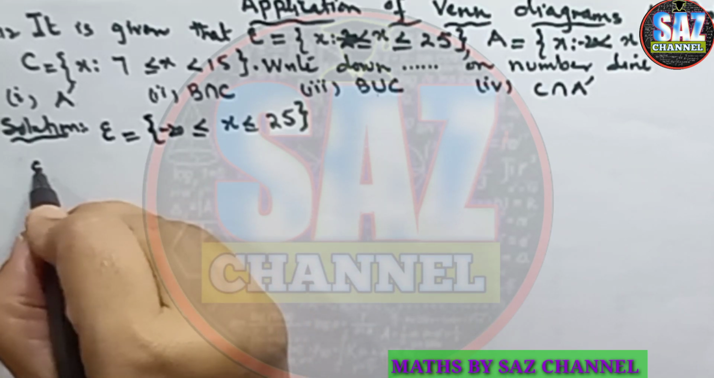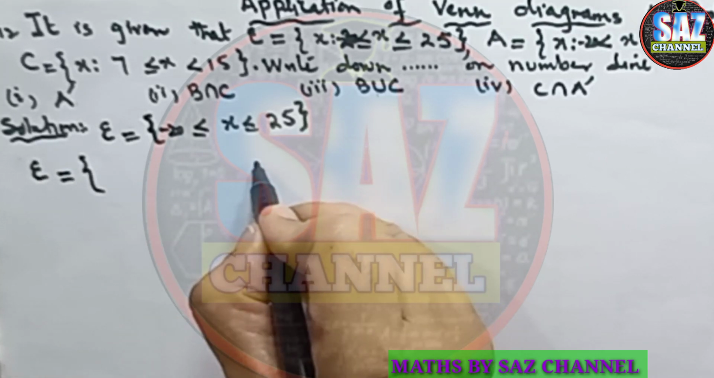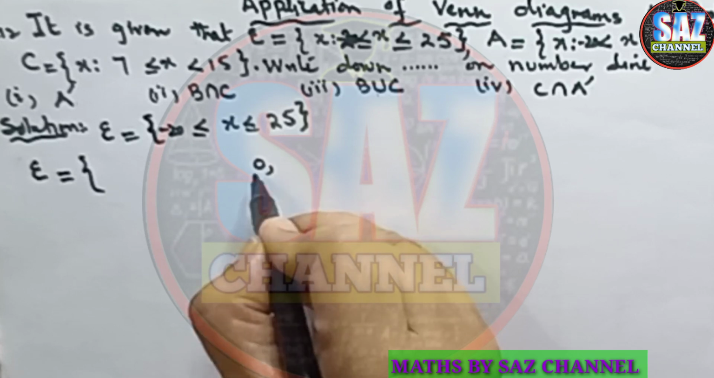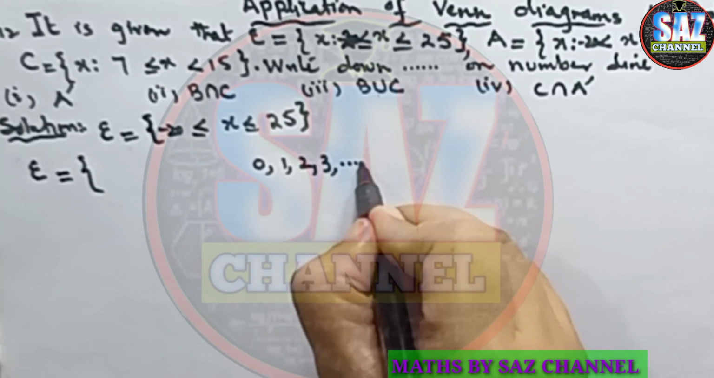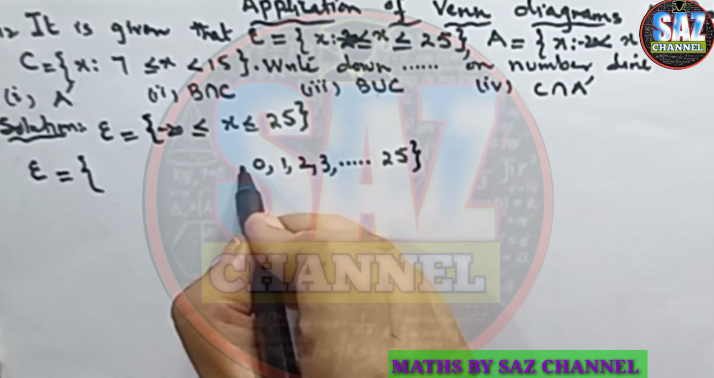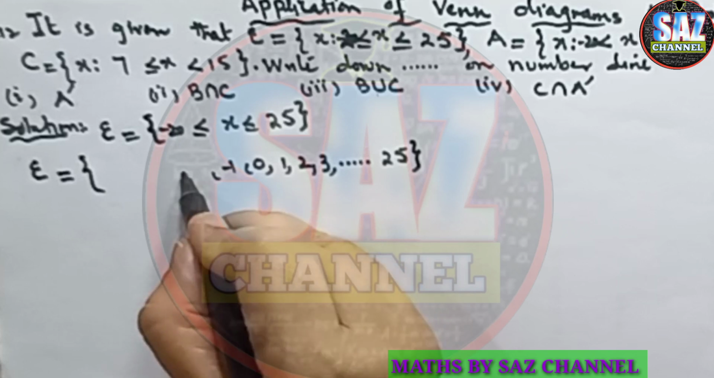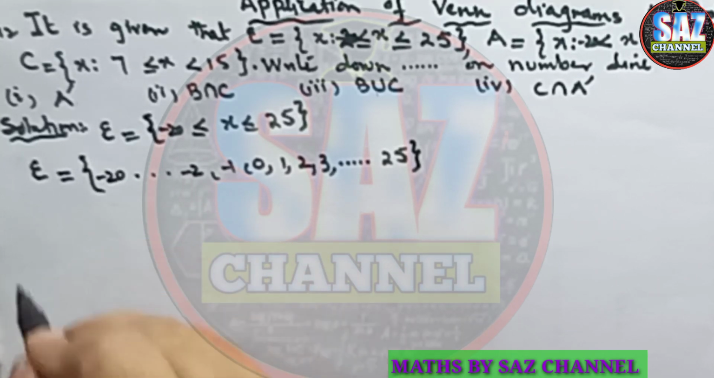So the universal will have the elements, these are the integers, so I have to mark 0 at the middle place, then 1, 2, 3, and so on, and the last element will be 25. Moving to the other side, minus 1, minus 2, and the last element will be minus 20.